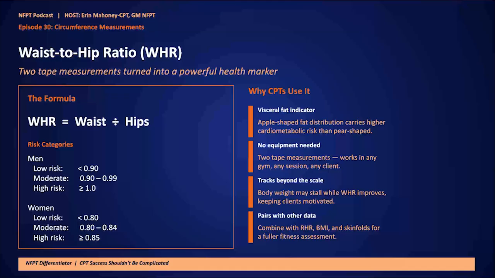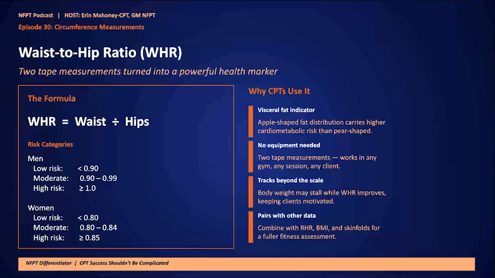They're at moderate risk if they're at 0.9 to 0.99, and they're at high risk if they're anything over 1.0. Now, women, on the other hand, are low risk if they are less than 0.8, moderate risk at 0.8 to 0.84, and high risk at 0.85 and anything over that. And here is why certified personal trainers use this.